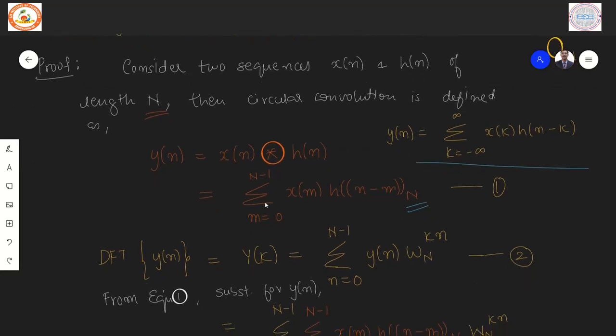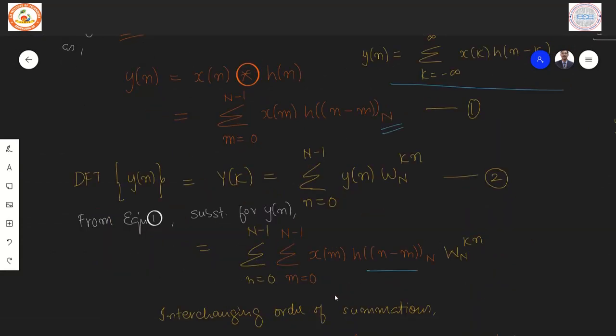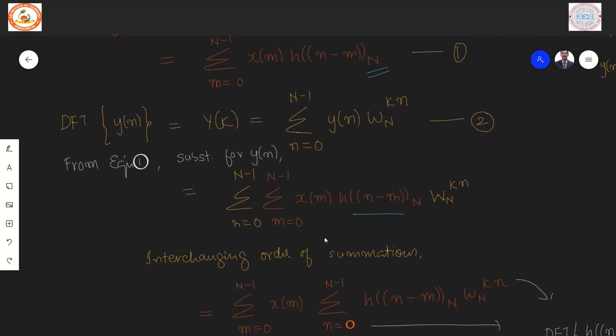Now, since we already have an equation for y of n in the form of equation 1, let us replace that value of y of n. So substituting for y of n, you can see this quantity in the center is a replacement for y of n. Now, to proceed with simplification, first thing you can do is interchange the order of summations, bringing out the summation with m outside. The term which depends on m, x of m, will also move outside because it only depends on m. The inner summation is n from 0 to N minus 1, h of (n minus m) mod N, W_N to the power of kn.